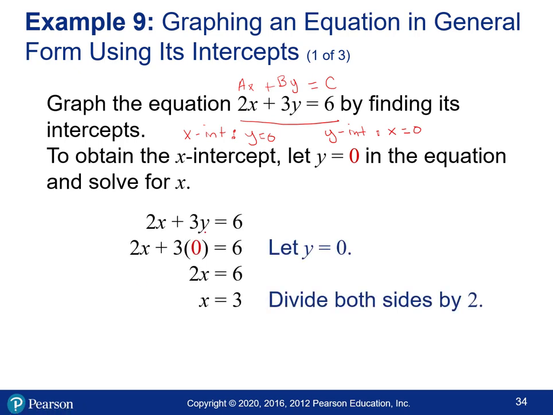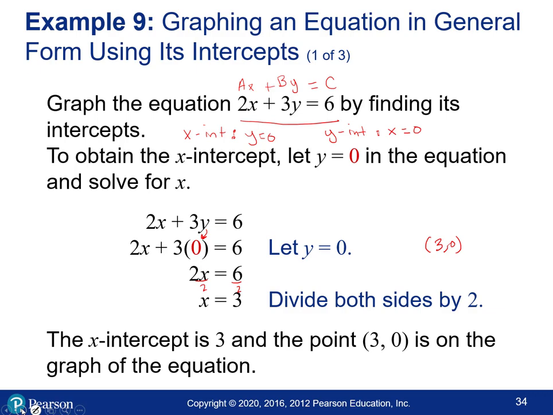So exactly where there's a y, just plug in 0 using parentheses, and then you end up with 2x equals 6. Divide both sides by 2, and you get x is 3. So the point on the graph, your x-intercept, would be x is 3 when y is 0. Okay, so that's the point that is the x-intercept.